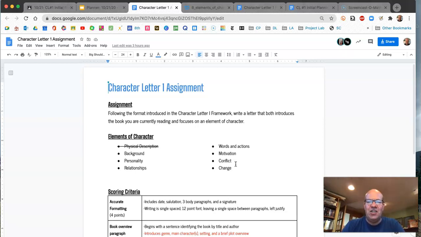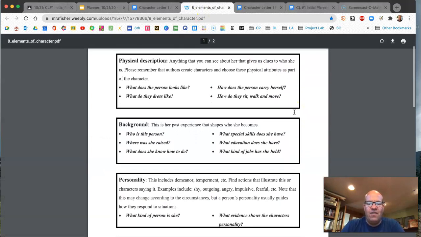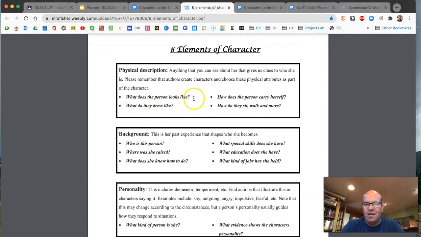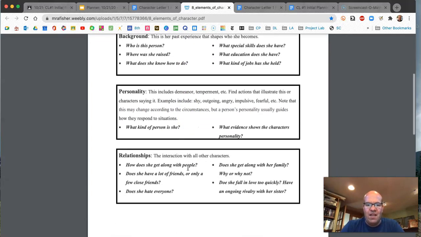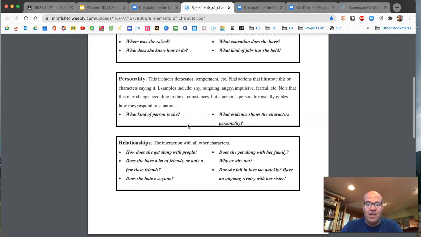If you need a cheat sheet for what these are, I've included it. You'll see this in yours, and it's the 8 elements of character on Mr. Fisher's Weebly. When you go there, what you'll see is all of the elements of character along with some of the guiding questions. So you're going to need to choose one of these and choose a guiding question. If I chose personality, my guiding question might be, what kind of person is she?